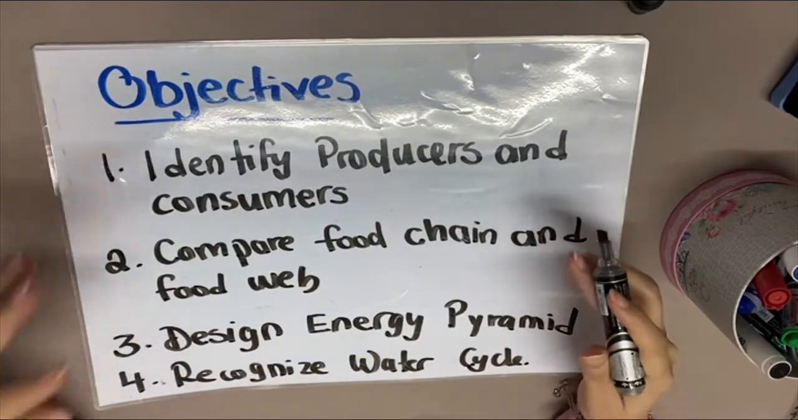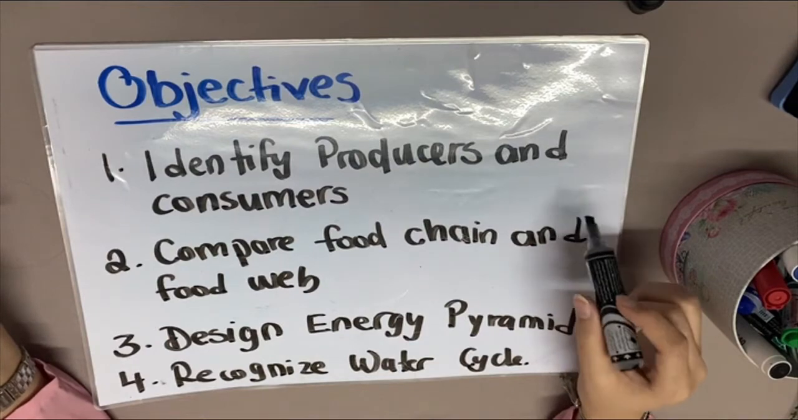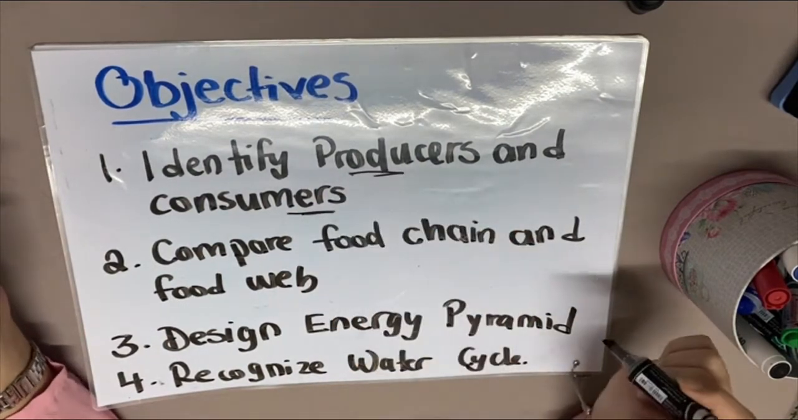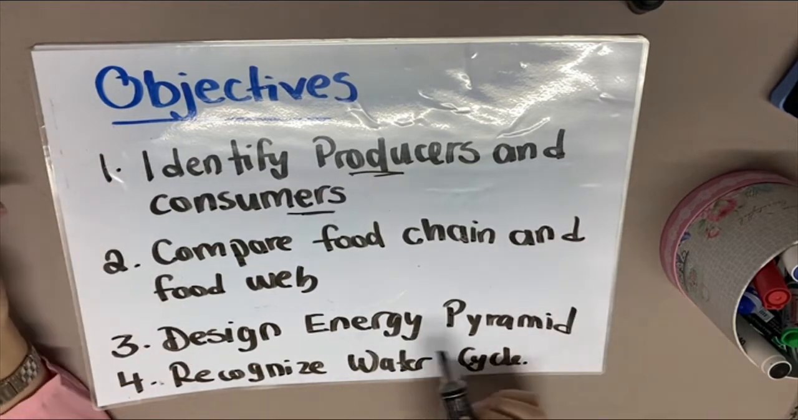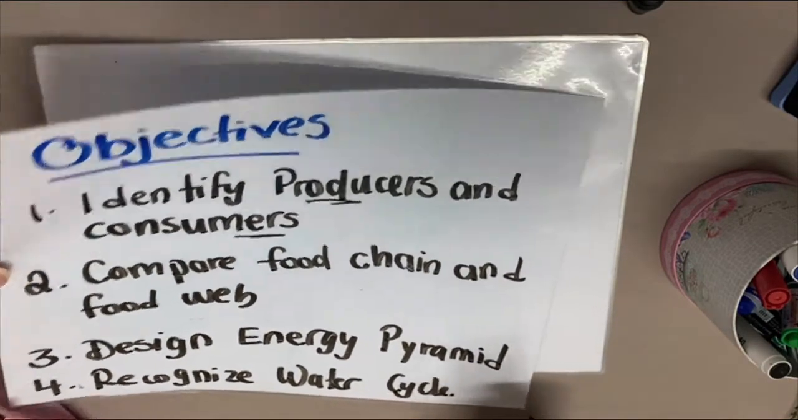When it comes to the objectives that we're going to be fulfilling this week, we're going to identify producers and consumers, consumers of all their kinds and producers of all their kinds as well. We're going to compare food chains and food webs. We're going to design an energy pyramid and recognize the water cycle.